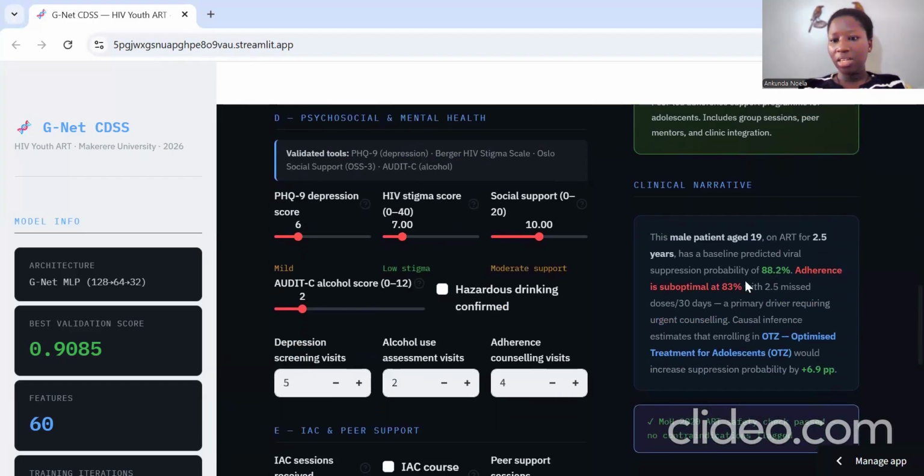And then the clinical narrative basically explains everything that we just changed and adjusted. For this particular patient, this male is age 19, on ART for 2.5 years, something like that, with adherence 82 point something. The causal inference estimates say that enrolling in OTZ would increase the suppression by 6.9 percentage points.